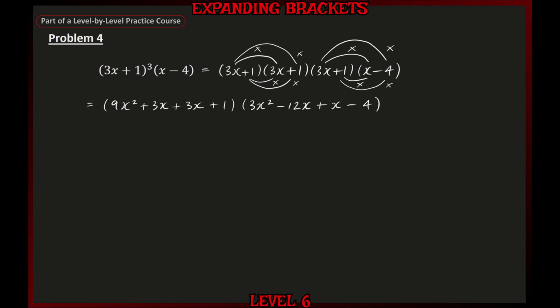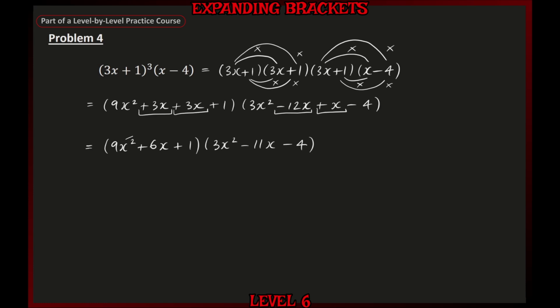And these 2 brackets are still multiplying each other. Before we can multiply, we're going to simplify, and we can do this by collecting together the like terms. So in the first bracket, we have 9x squared. The plus 3x and the plus 3x can be collected to give us plus 6x, and we have a plus 1 at the end. In the second bracket, we have a 3x squared. The minus 12x and the plus x can be collected to give us minus 11x, and we have a minus 4 at the end. We can now expand these brackets.